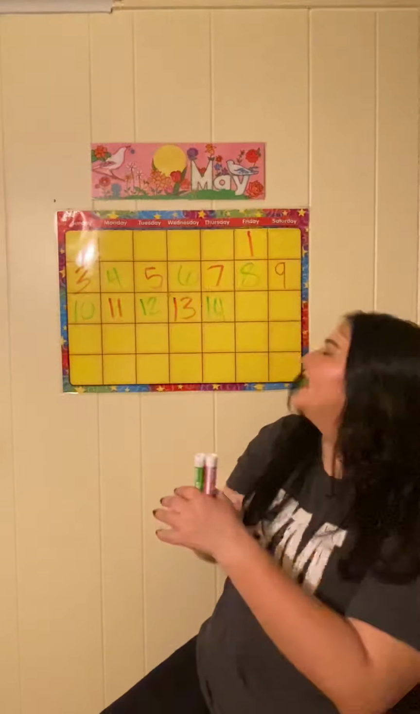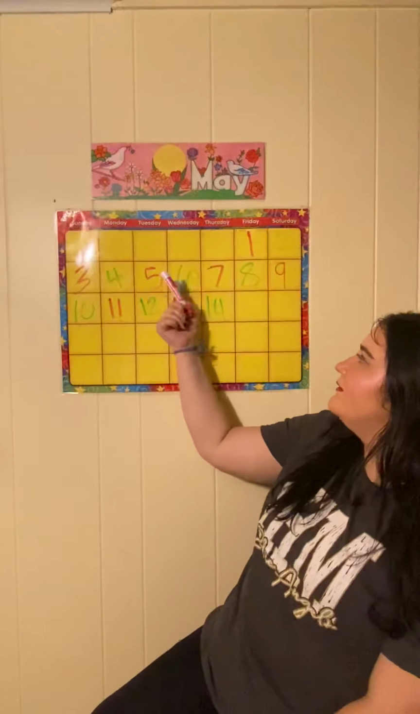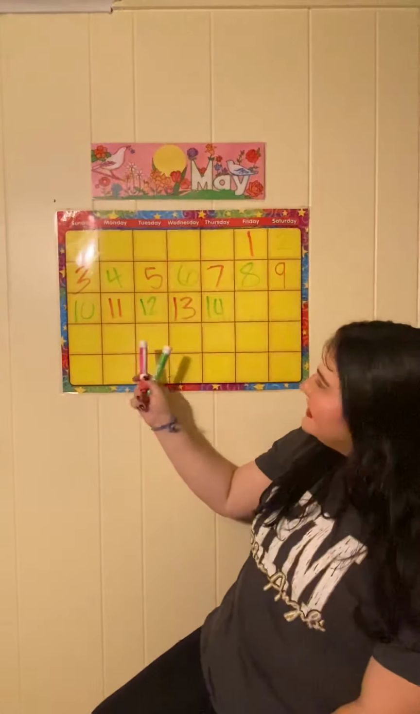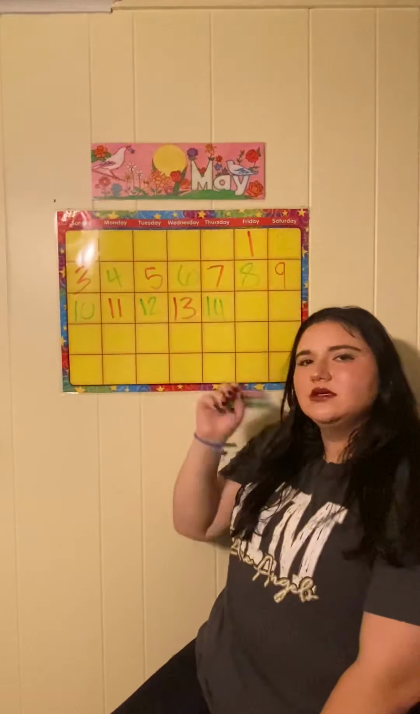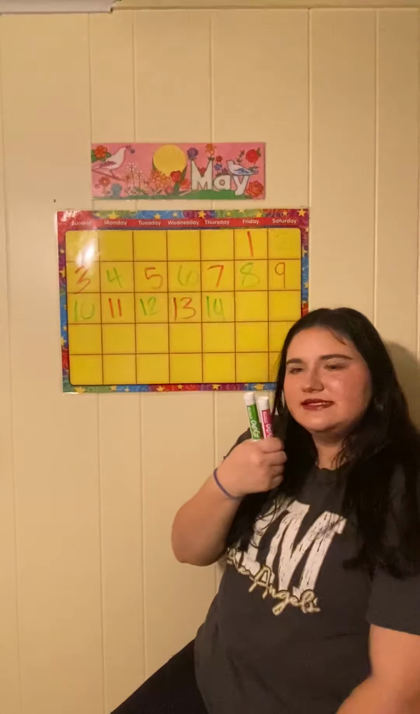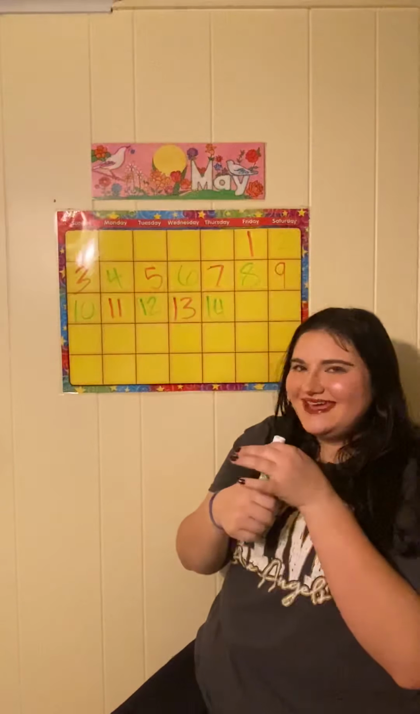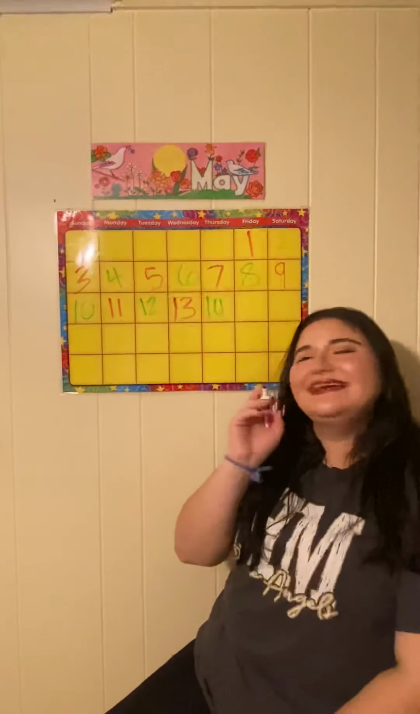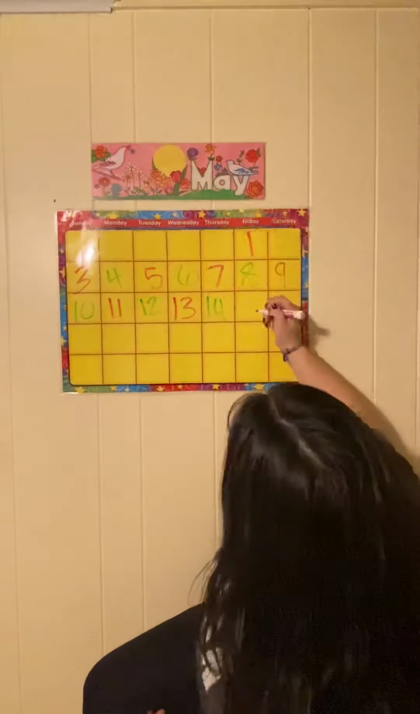And we have our pattern. It goes pink, green, pink, green, pink, green, pink, green. And that repeats. And our last two were pink and green. So what does that make today? Yesterday was green. So today is pink. Very good. So today is Friday, May 15th.